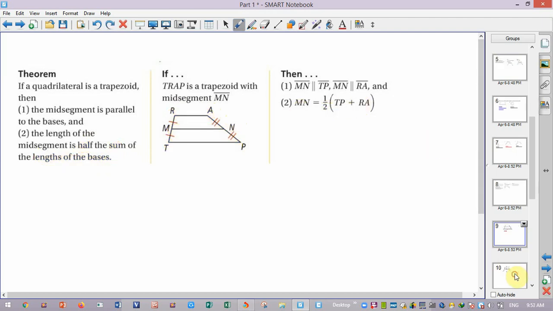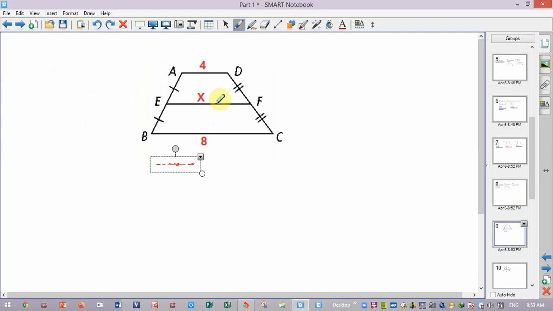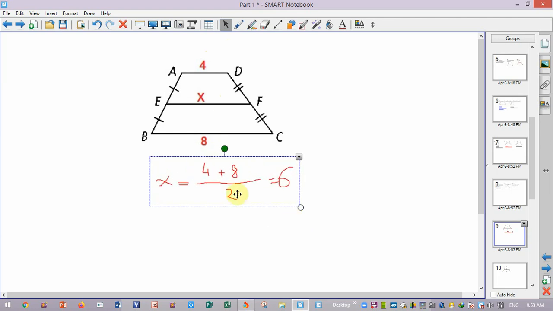For example, in this trapezoid, the mid-segment EF is called X. Find X. X equals half the sum of 4 and 8. Then it will be 4 plus 8 divided by 2. It will be 12 divided by 2 equals 6.